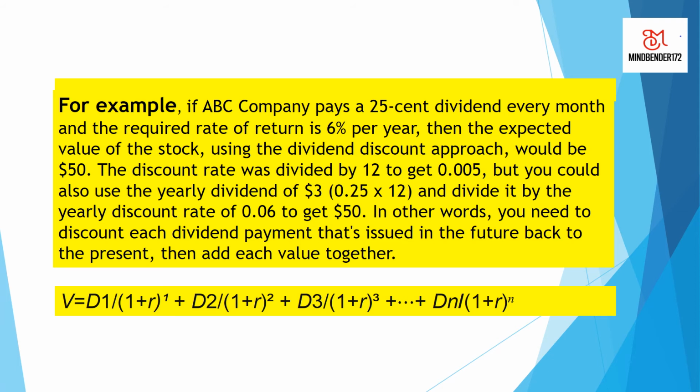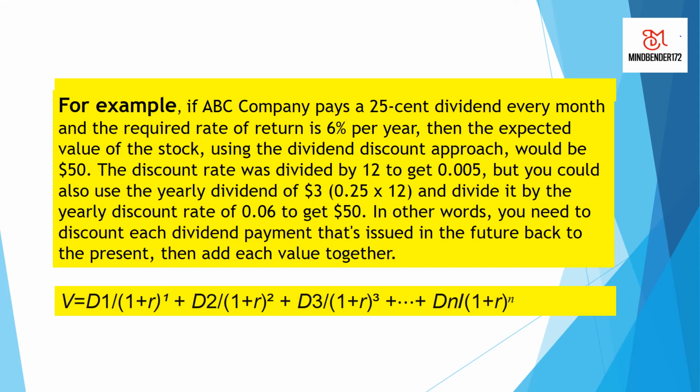That means 0.25 multiplied by 12 and divided by the yearly discount rate of 0.06 to get $50. In other words, you need to discount each dividend payment that is issued in the future back to the present, and then add each value together.